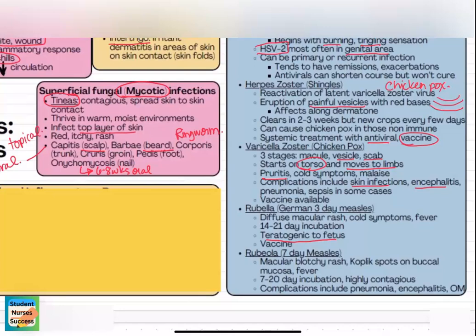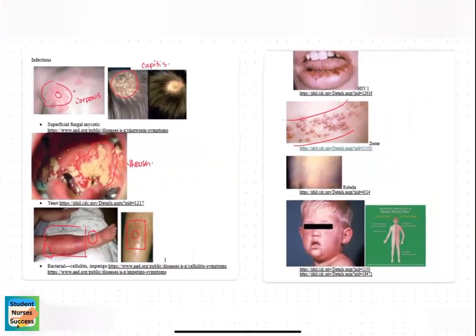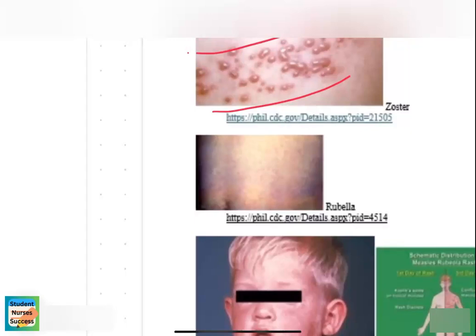So if the mom is pregnant and contracts rubella or receives a rubella vaccine while she's pregnant, then the fetus can have some very severe congenital defects. So if someone is not immune to rubella, we will wait till they deliver the baby before we give them that immunization. So here I think I have a picture of rubella. It didn't show up real well, but it's just this diffuse red, flat rash.